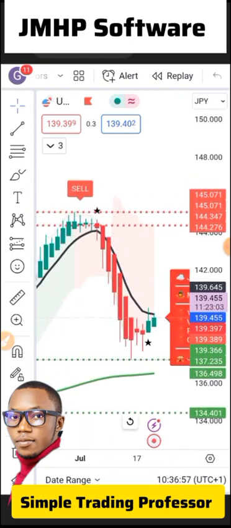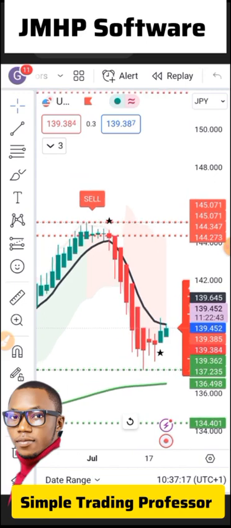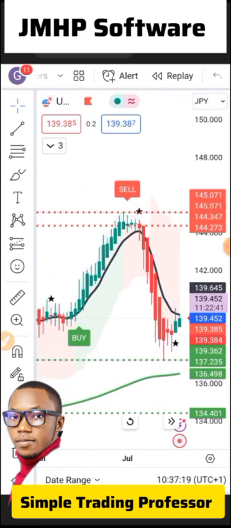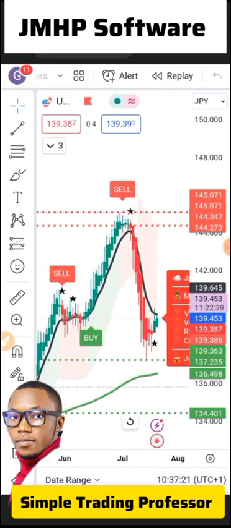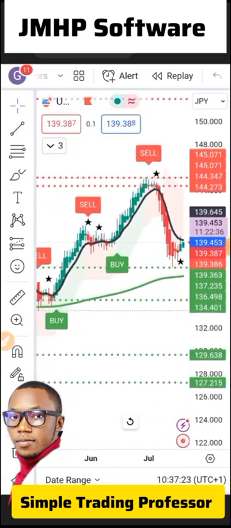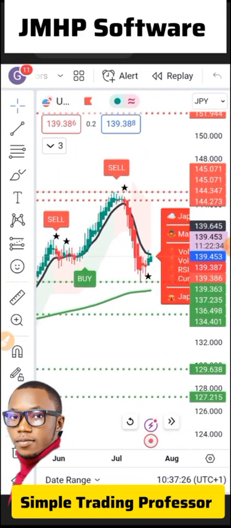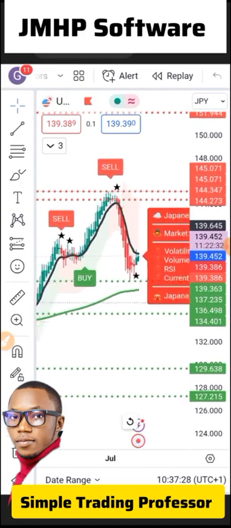But first things first, I want to let you know that the Japanese MH Python software is not the same as the simple trading methodology. It's not the same as the simple trading strategy. The simple trading strategy is different. That is what we have been discussing over on the simple trading community. But now we have another software which is called the Japanese MH Python software.